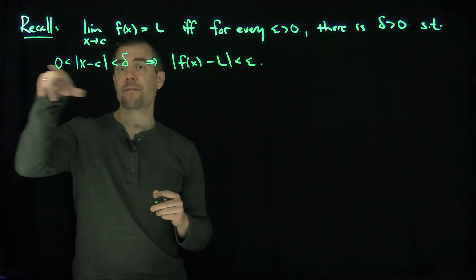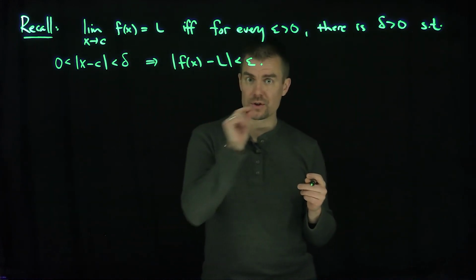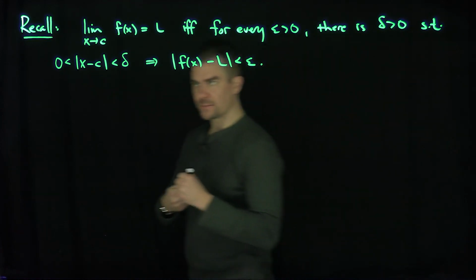Notice that I cannot have x equals c in the definition because the absolute value of x minus c is greater than 0. So that's the condition that x cannot be equal to c in the formal definition of a limit. So let's see an example of how we do something like this.